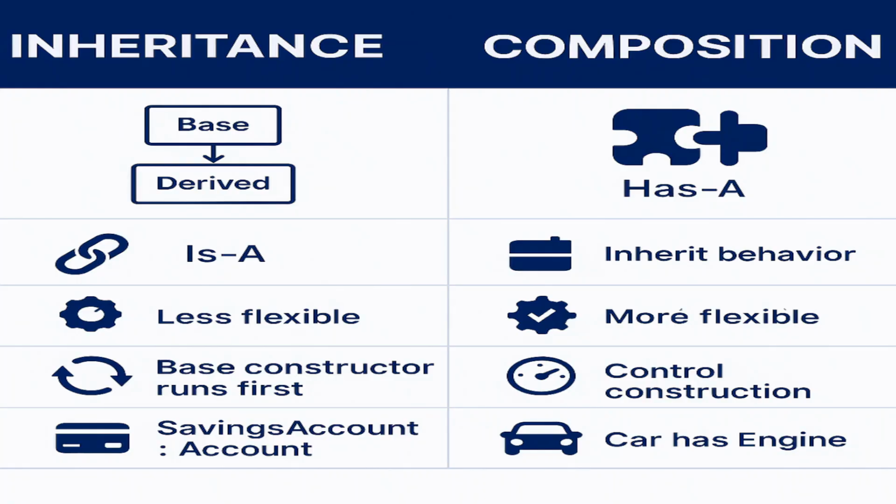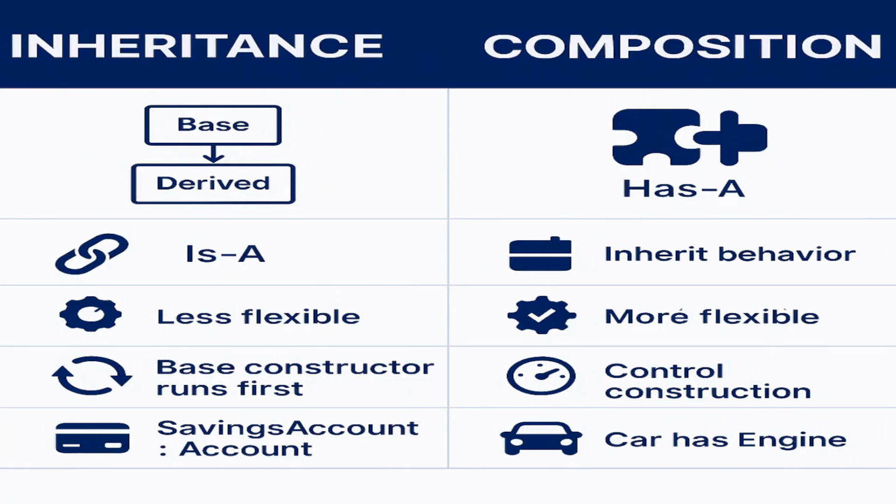But in some places it's not an is-a relationship, rather it's a has-a relationship. For example, a car has an engine, right? So there is no inheritance kind of thing between these two objects. That is where you should use composition.